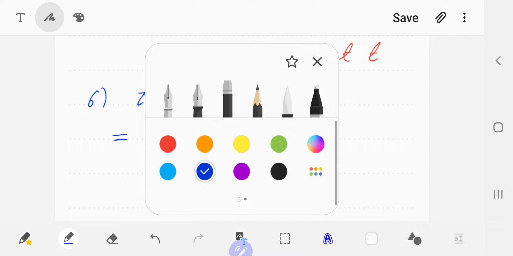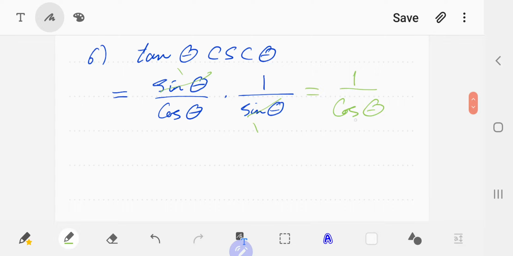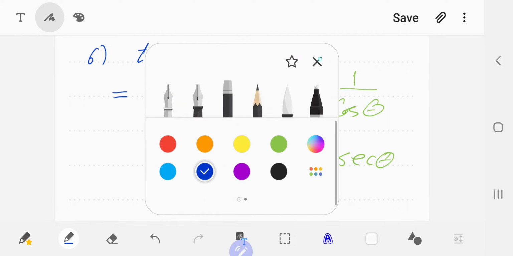Now what do we have? We have sine, and sine can be simplified, so the answer will be 1 over cosine theta. We are done. It's written in terms of cosine, and keep in mind that you may need in the future to rewrite this again as secant theta. What's the next one?